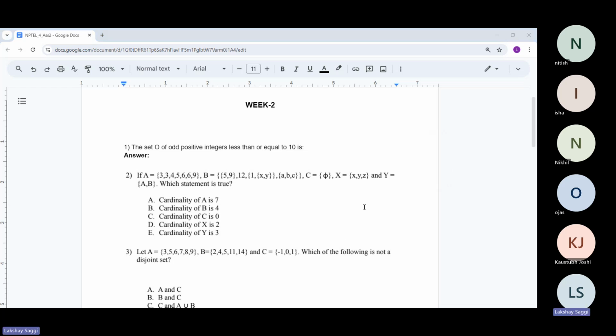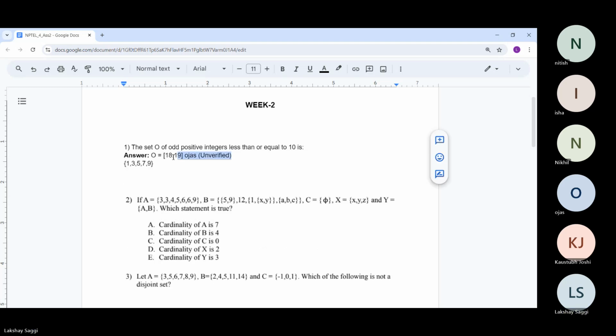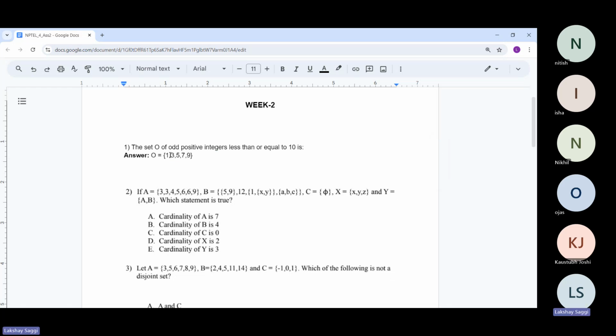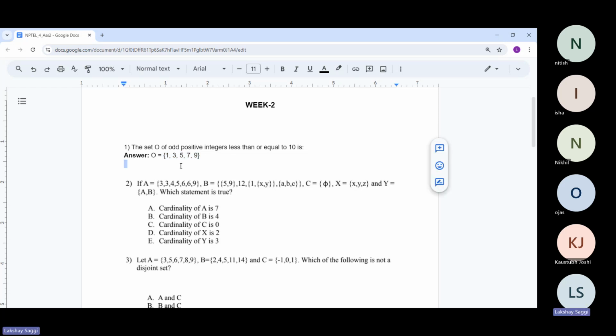Okay, so Ojas has anyways written this down in the chat. Thanks Ojas for reducing my work. I'll just copy and paste your answer. So the answer is, the set O is nothing but 1, 3, 5, 7, 9, because less than or equal to 10, these are the five odd numbers.